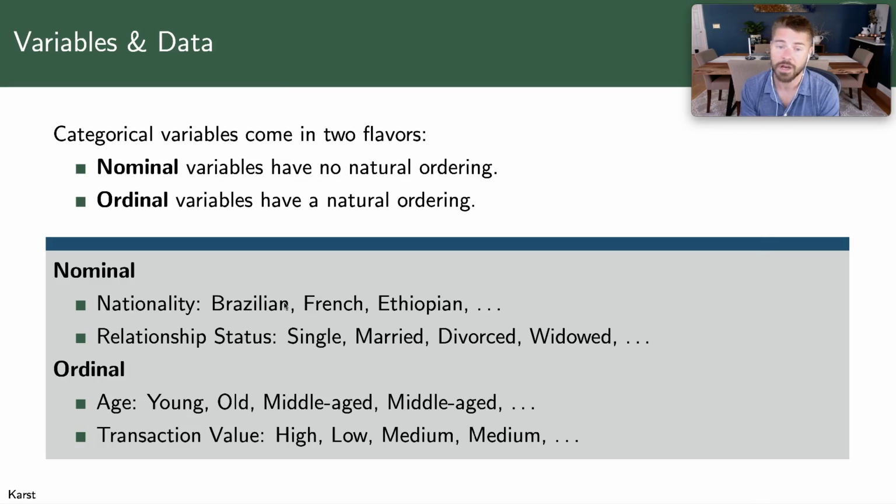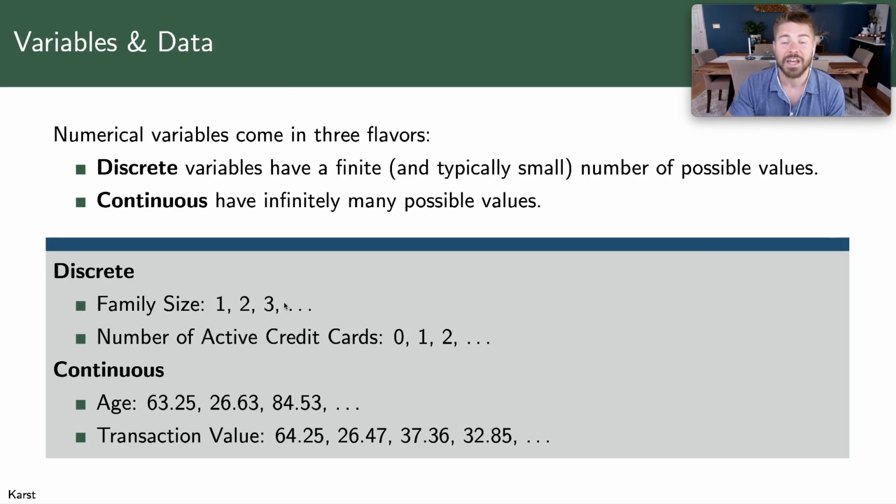Things like ordinal will be young, medium, old, or middle-aged, and high, low, medium, things like this. Clearly, there's an ordering to those things. Numeric variables come in two flavors too. Discrete and continuous. So discrete is a variable that has a small number of possible values, and they almost always don't have decimals. So they're things that result from counting a relatively small number of things. And continuous is a variable that can have decimal points and potentially many, many decimal points, and there are infinitely many possible values.